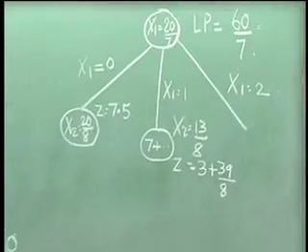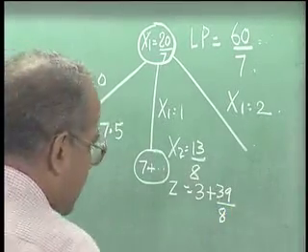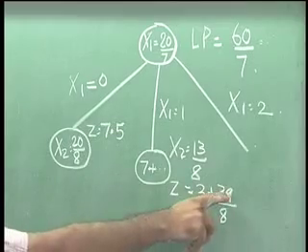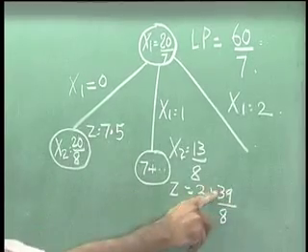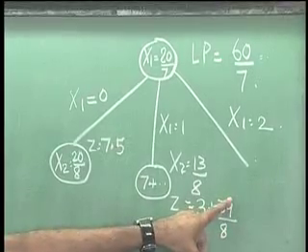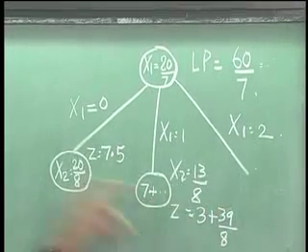So, for the 39 by 8, 8 4s are 32, 8 5s are 40. So, this is slightly less than 5, therefore, you get 7 point something.